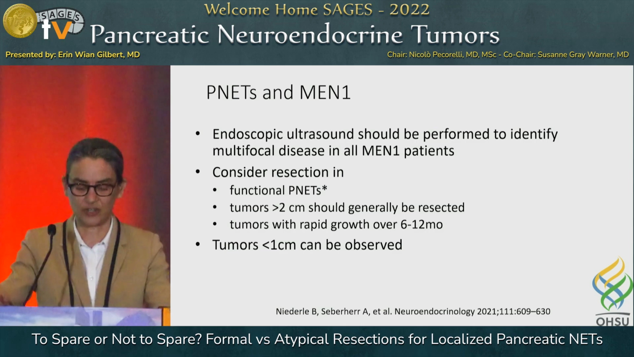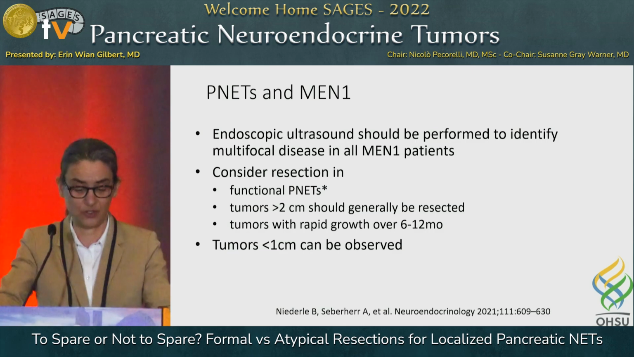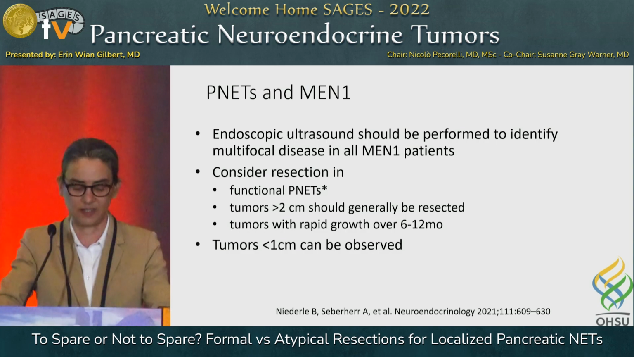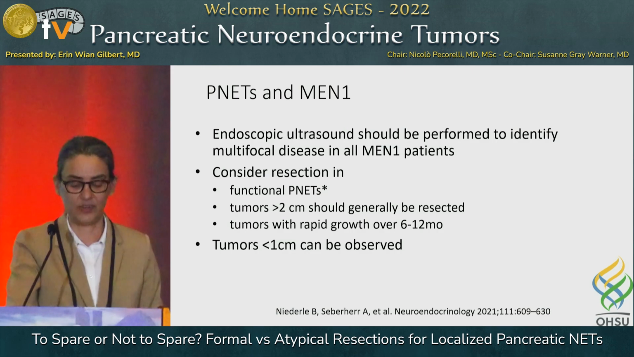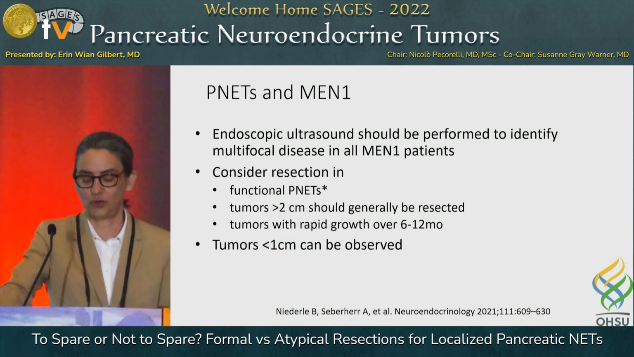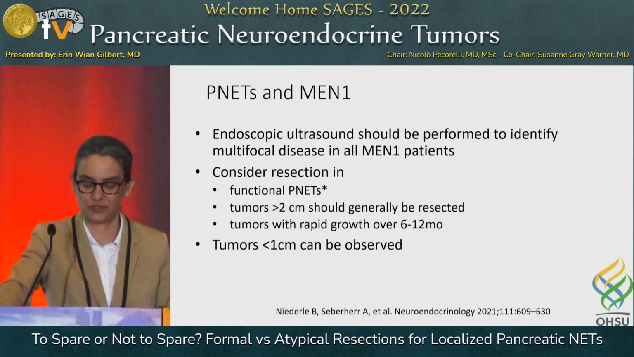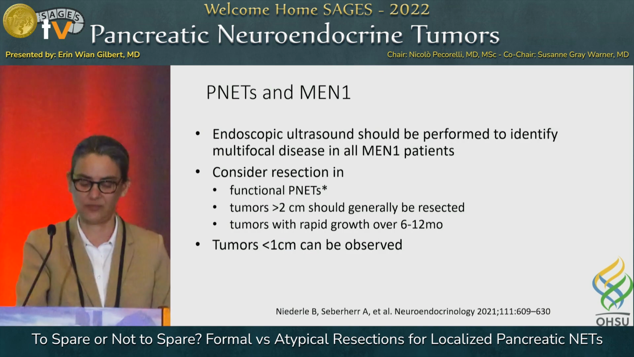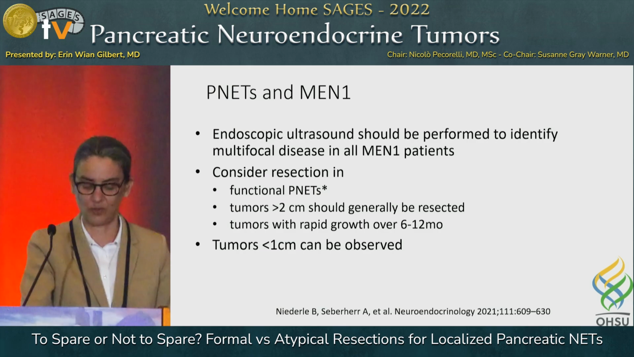The localized functional pancreatic neuroendocrine tumors can be resected in patients who have an acceptably low surgical risk, and the preponderance of evidence supports removing pancreatic NETs greater than 2 centimeters in size, or those with rapid growth in these patients. And the stable, non-functional tumors smaller than 1 centimeter can be safely observed if appropriate follow-up is implemented.